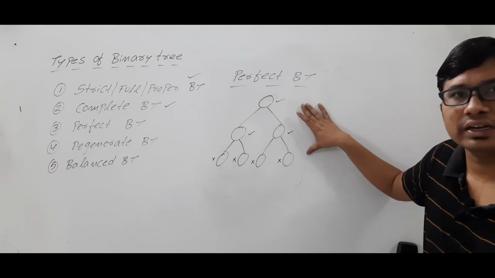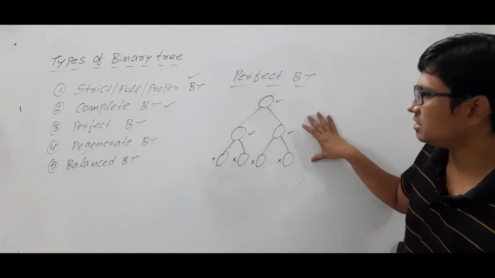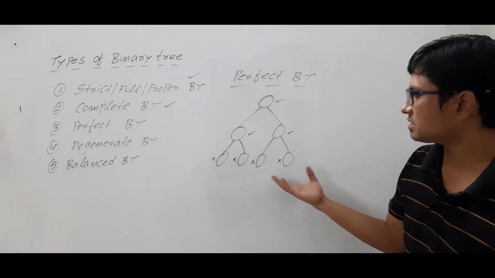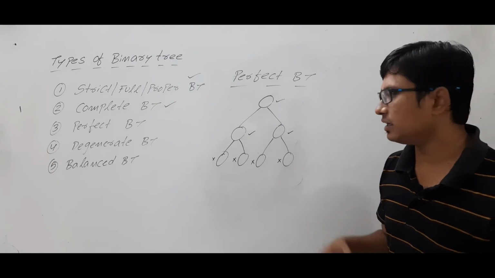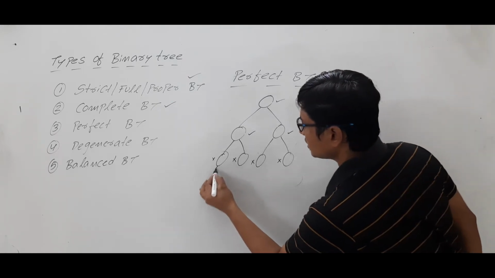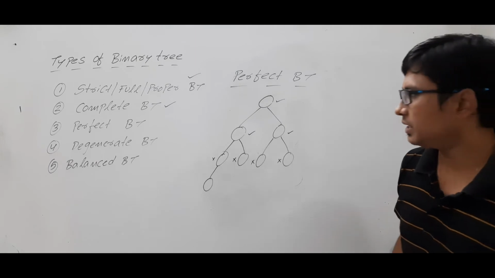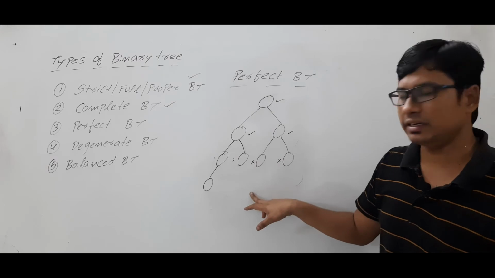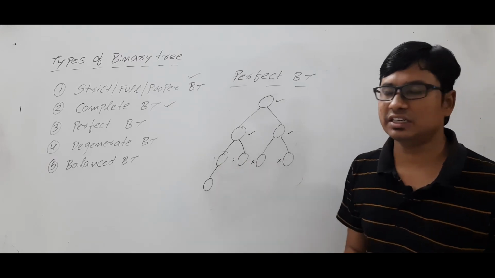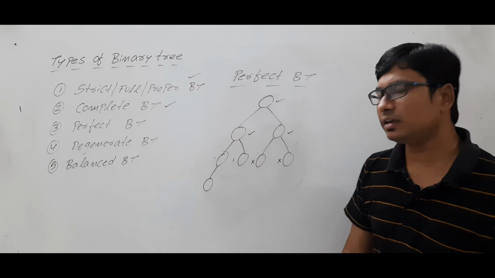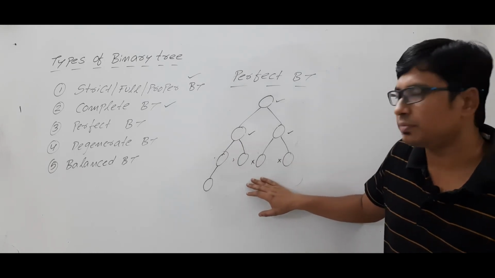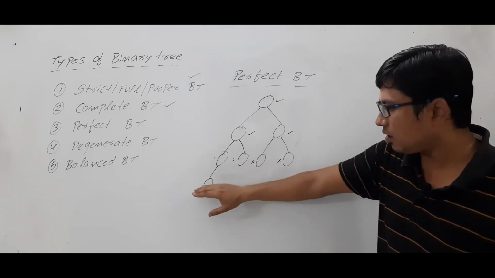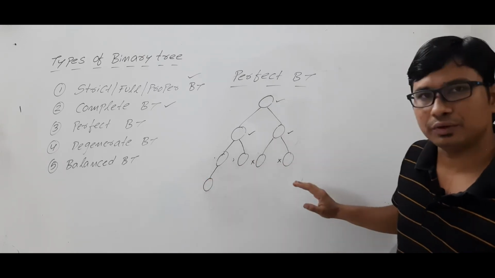Can I call this a strict binary tree? Yes, I can call this a strict binary tree. Can I call this a complete binary tree? Yes, I can call this a complete binary tree. Now let's say I am adding one more element here. Can this be a strict binary tree? No, it cannot be a strict binary tree because this node has a single child. Can it be a complete binary tree? Yes, I can call this a complete binary tree because all the levels are full except the last level, and in the last level the nodes are added from left to right.